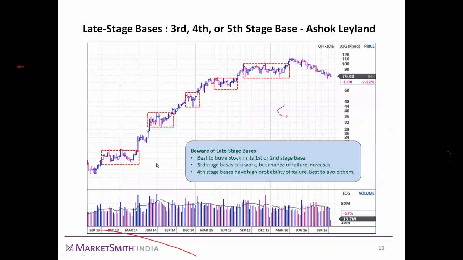So the takeaway from this slide is beware of late stage bases. It is best to buy a stock in its first or second stage base. Third stage bases can work, but the chances of failure increase. And fourth stage bases have a high probability of failure, so it's best to avoid them.